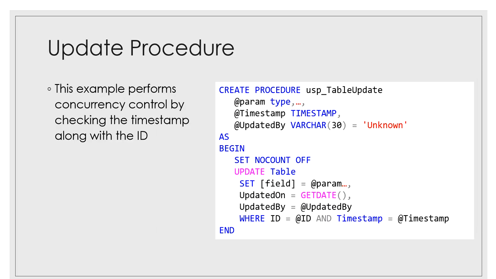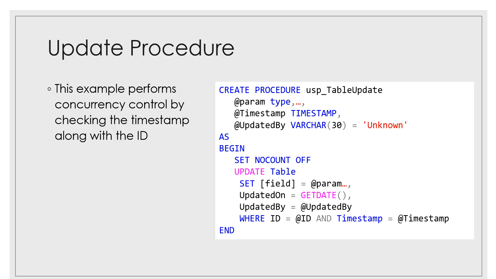Update is only slightly different, really. We're going to update the table, and we have our parameter list. We have to make sure we have the timestamp value, and then our updated by we'll handle in the same way. So we set no count to off, we update our table. You've done update SQL commands before, setting all the fields according to their matching parameters. Updated on, we use getDate, just as we talked about a minute ago for insert. Updated by, handle it the same way.